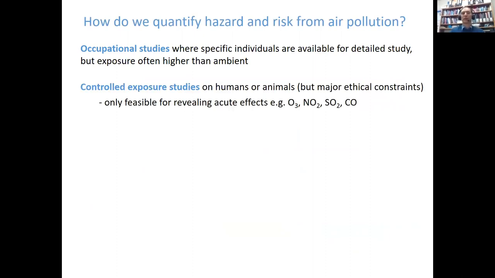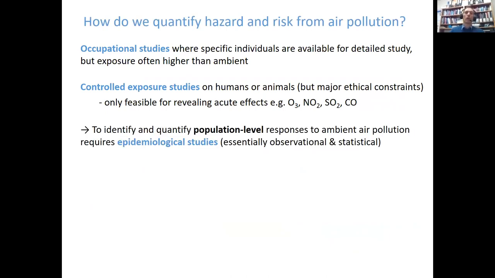We could also do some controlled exposure studies, but clearly that has major ethical constraints where we were putting people or animals into chambers and exposing them to air pollution and effectively waiting for them to get ill or to die. We really can't do that. So that's clearly a very, very limited range of experiments that can be done on actual human subjects. We can also only do that for revealing some acute effects, so short bursts of ozone, for example, or nitrogen dioxide.